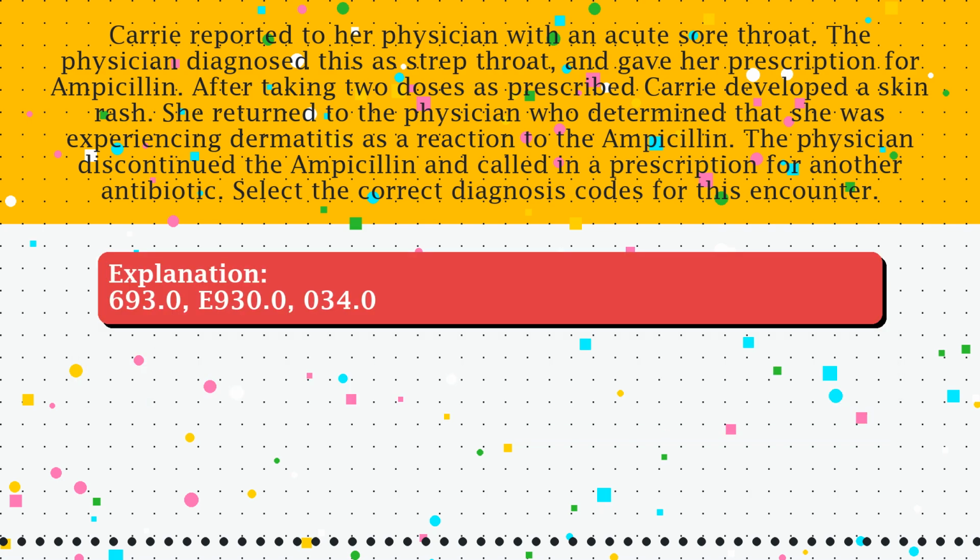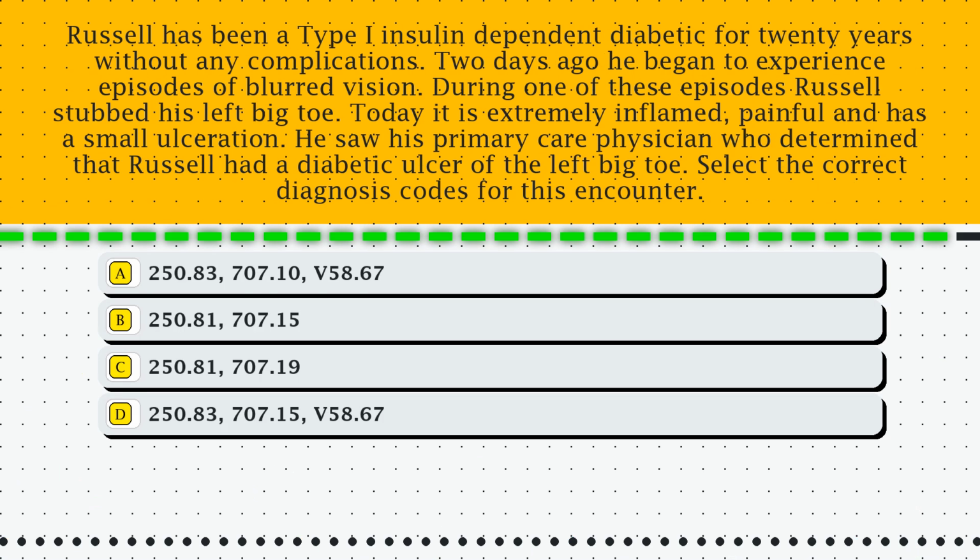Question 172. Russell has been a type I insulin-dependent diabetic for 20 years without any complications. 2 days ago he began to experience episodes of blurred vision. During one of these episodes, Russell stubbed his left big toe. Today it is extremely inflamed, painful, and has a small ulceration. He saw his primary care physician, who determined that Russell had a diabetic ulcer of the left big toe. Select the correct diagnosis codes for this encounter.